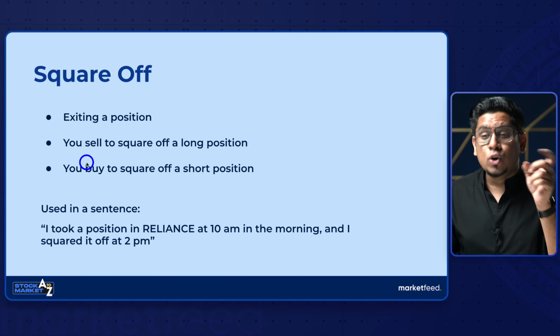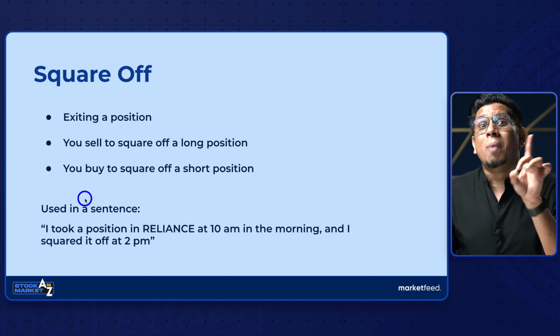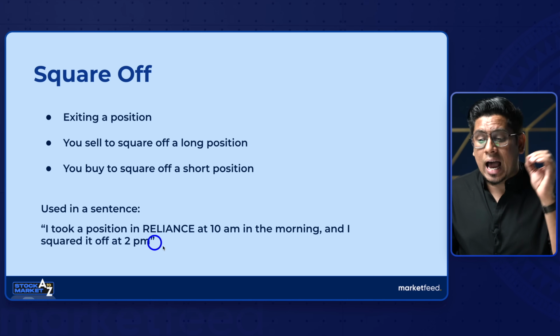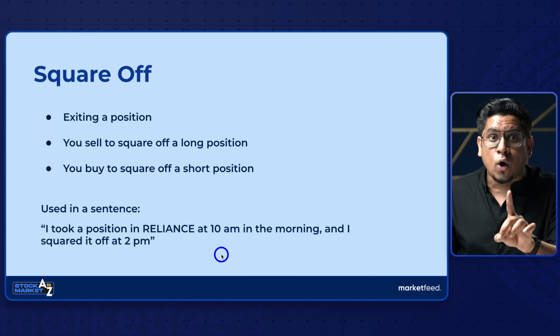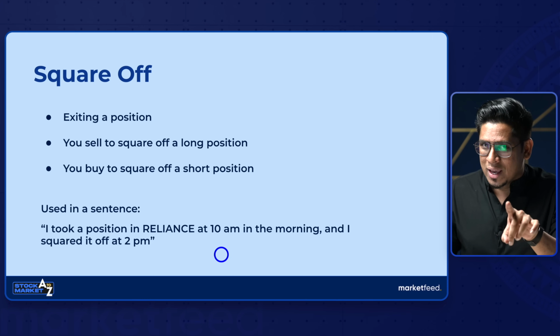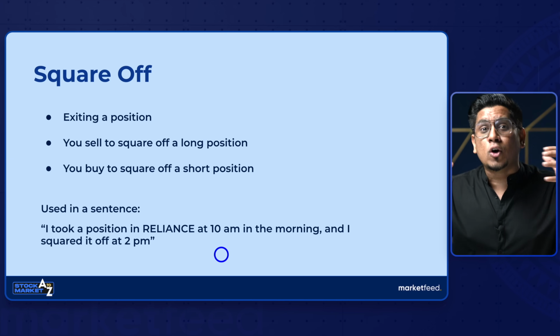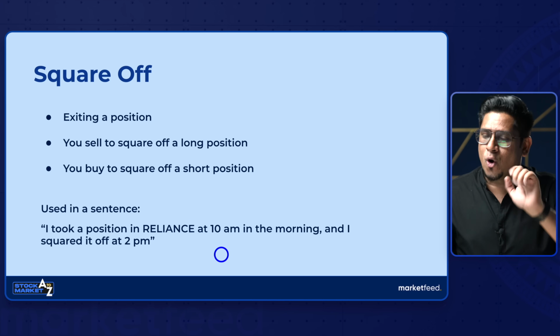As you can see here, you sell to square off a long position. Just like that, you buy it back to square off a short position. Used in a sentence: I took a position in Reliance at 10 a.m. in the morning and I squared it off at 2 p.m. Now, if it is an intraday trade and you do not square it off manually, auto square off would happen at around 3:15 p.m. Right? It is done by the broker. We have already learned that.